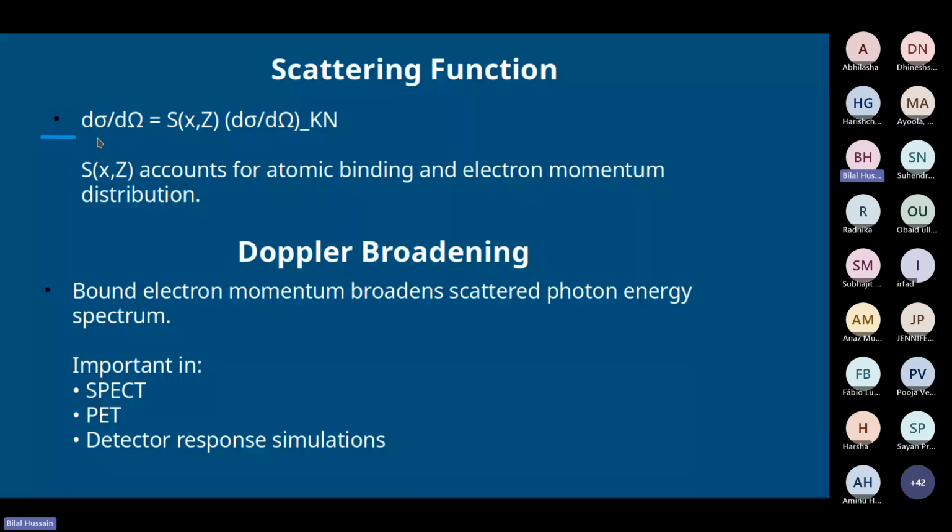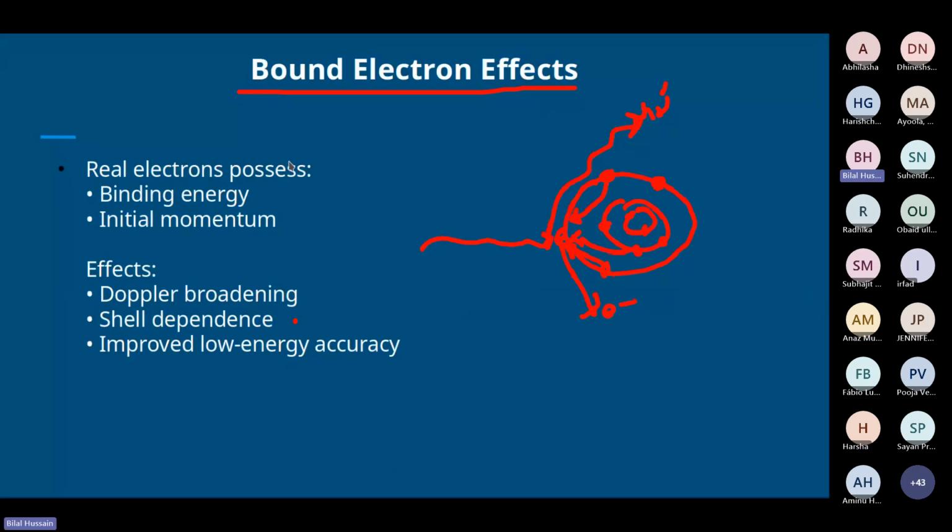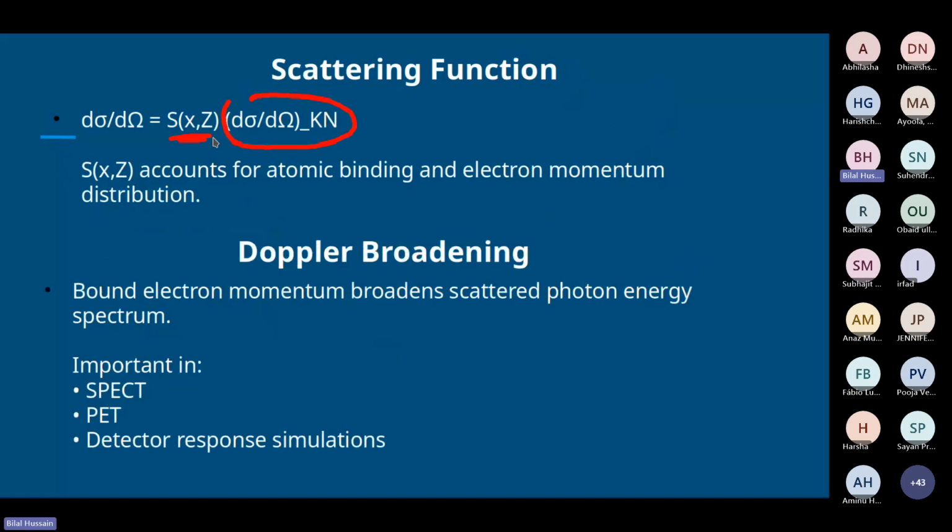So this is coming from the Klein-Nishina model. Now I'm going to multiply this by another factor here. This is S(q,Z). Again, I say S(q,Z). Same thing as the F(q,Z). F(q,Z) is used in coherent scattering. S(q,Z) is called the scattering function. F(q,Z) is called the atomic form factor. This is called the scattering function.